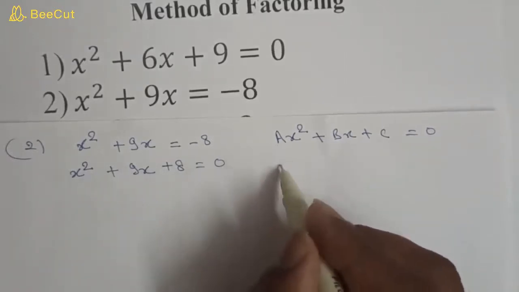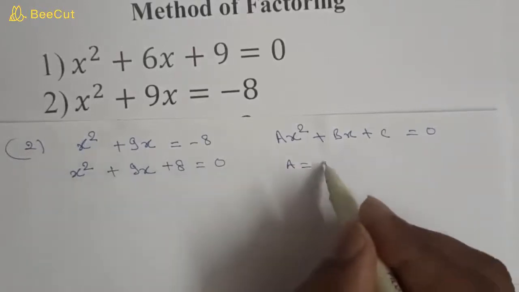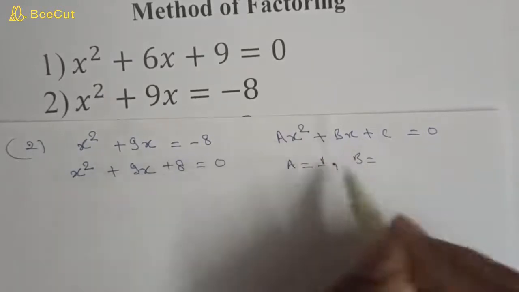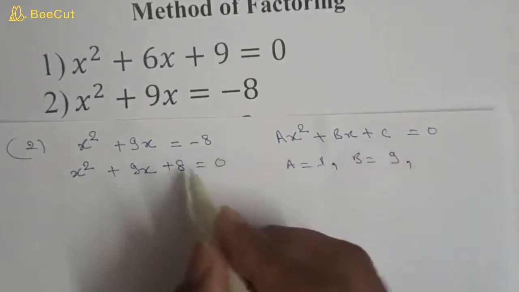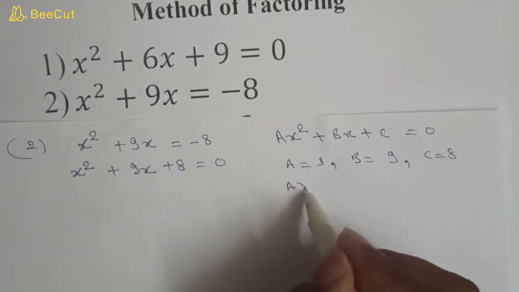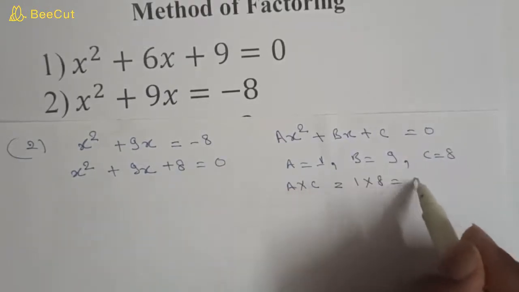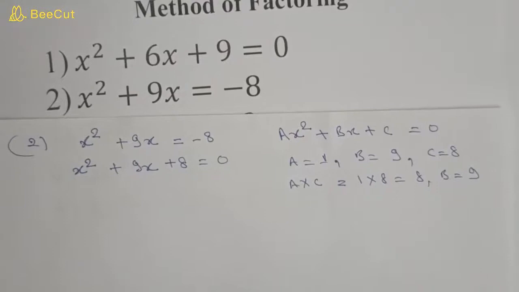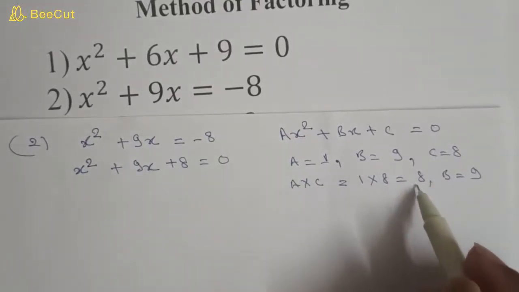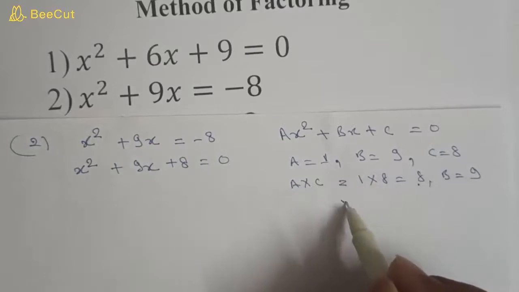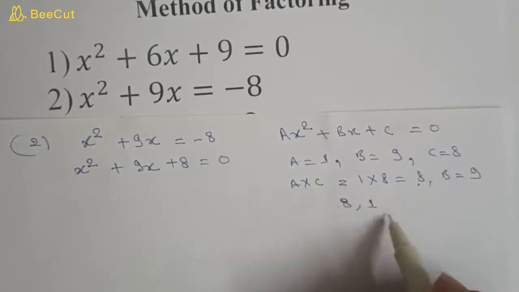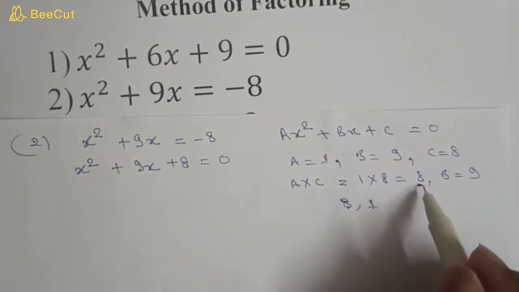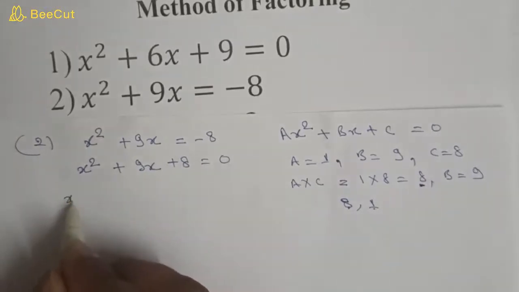So we will compare coefficients. a is equal to 1, b is equal to 9, and c is equal to 8. We will write a into c is equal to 1 into 8 is equal to 8, and b is already 9. We have to find two numbers such that if we multiply them we get 8, and if we add them we get 9. So 8 and 1 are those two numbers. If you add 8 plus 1 is equal to 9, and if you multiply 8 into 1 we will get 8.